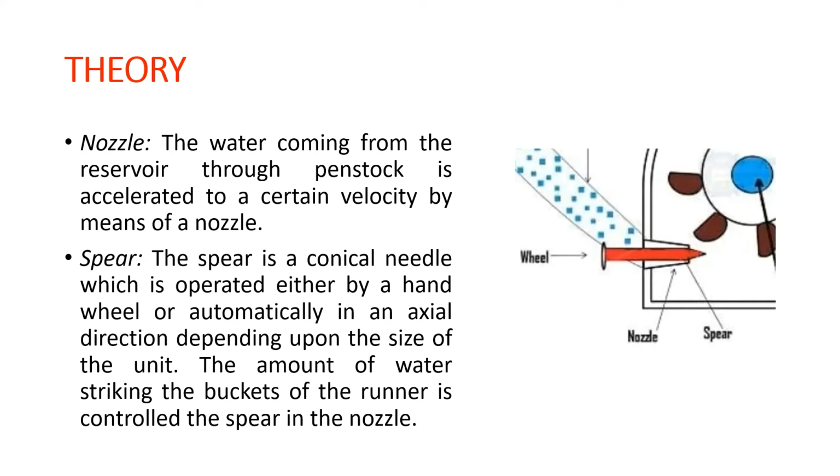The spear is a conical needle present in the nozzle. It is operated by a hand wheel or automatically in an axial direction. When the spear is moving backward, the rate of flow of water increases, and when it is pushed forward, the rate of flow of water decreases.